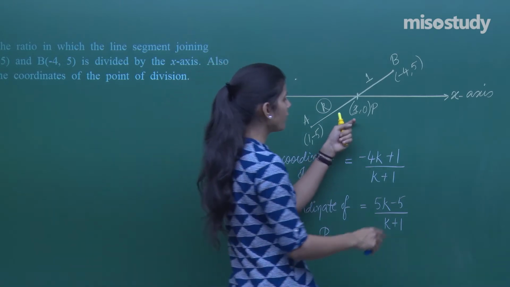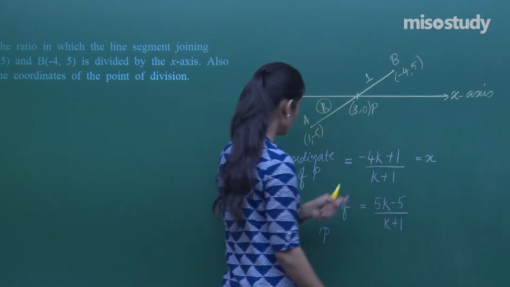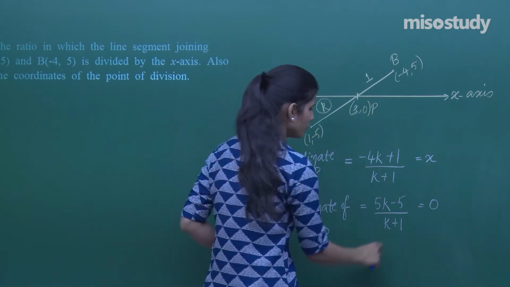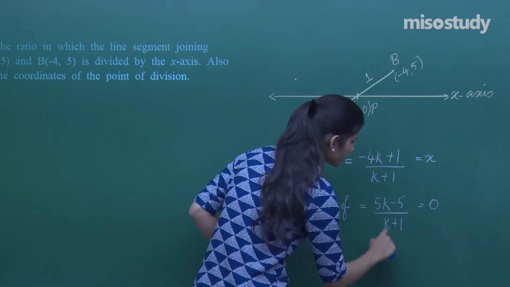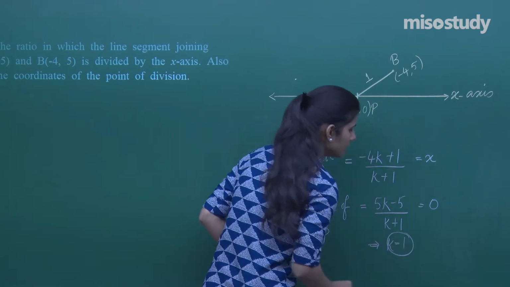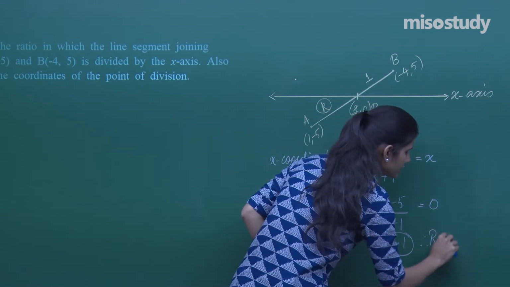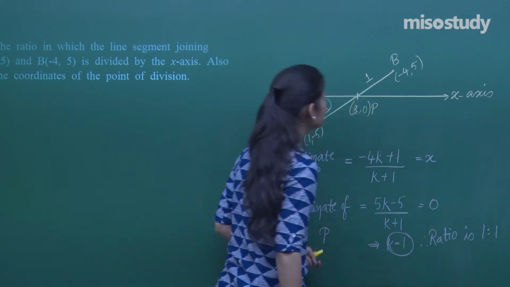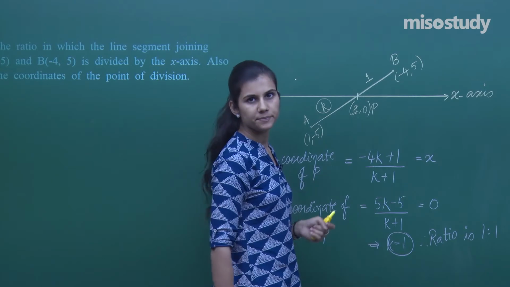X coordinate of point P is equal to small x, y coordinate of point P is equal to 0. So if you solve this, obviously we are interested in solving this, you get 5k is equal to 5, you get k is equal to 1. Therefore, ratio is 1 is to 1. That means P is the midpoint of AB.